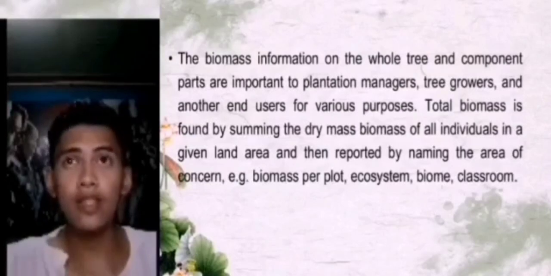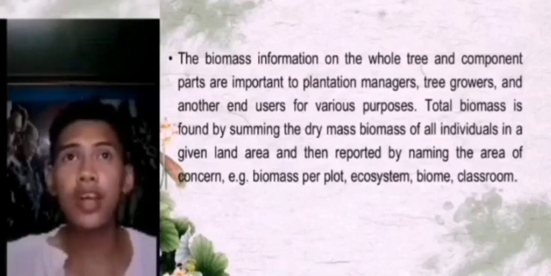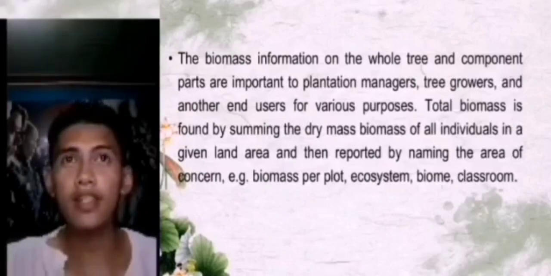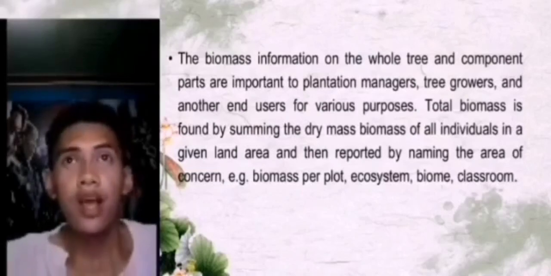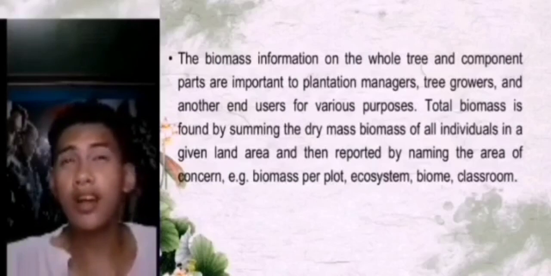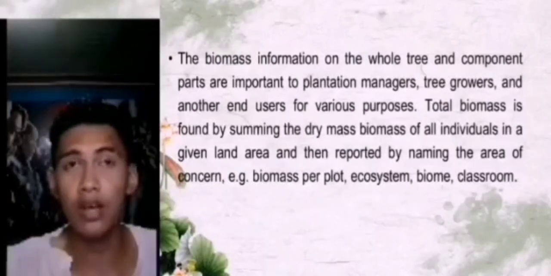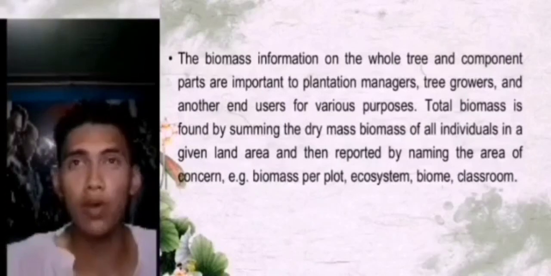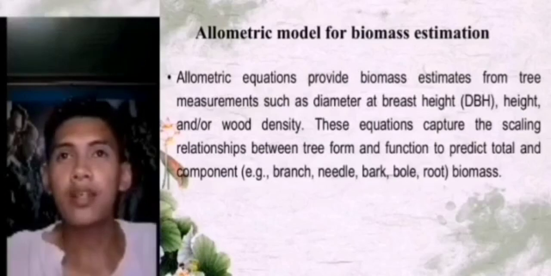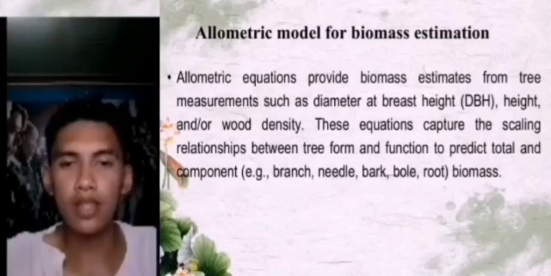The total biomass is found by summing the dry mass or biomass of all individuals in a given land area, and then reported by naming the area per lot, biomass per lot, ecosystem, biome, or classroom. So let's proceed. The allometric model of the biomass estimation.